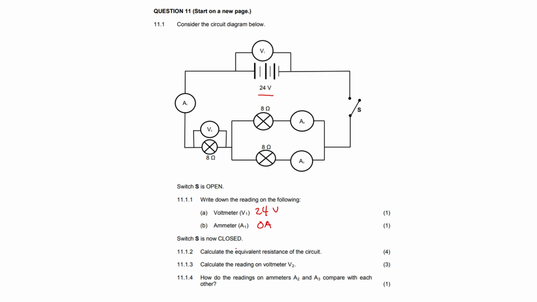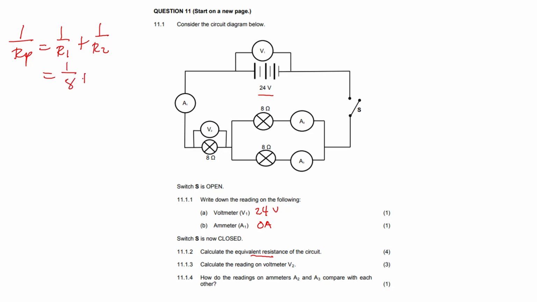Now the switch is closed. Calculate the equivalent resistance of the circuit. Here we have a series circuit and a parallel circuit in one. So let's start with our parallel circuit. Remember, we have two methods, and I'll show both. 1 over Rp equals 1 over R1 plus 1 over R2, because there are only two resistors.